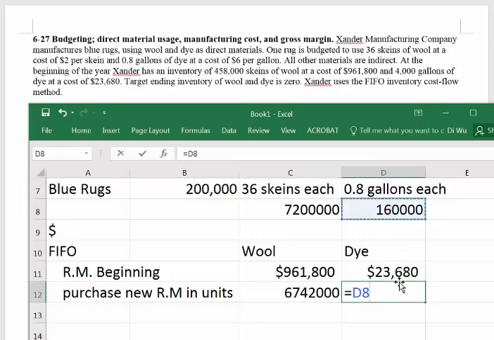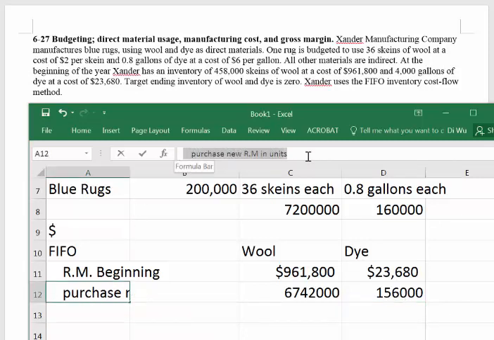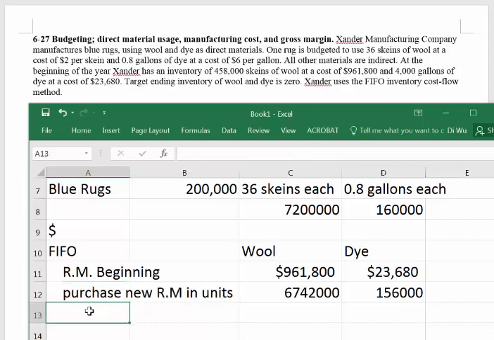Then for the dye in units, I'm looking at the gallons. So I will use 160,000 gallons of dye. Then I have 4,000 gallons already in the beginning. So finally, I just need 156,000.